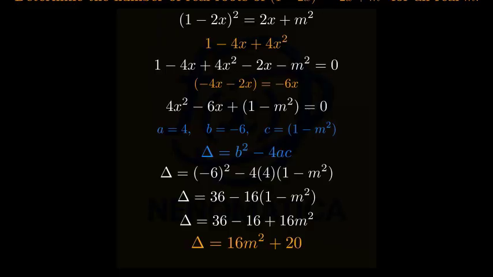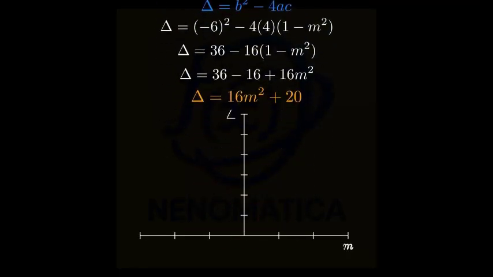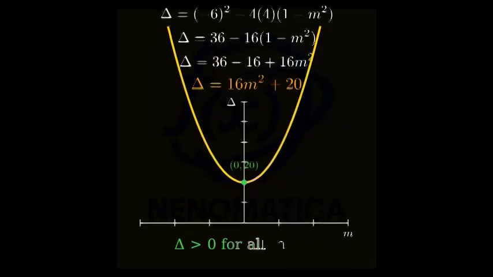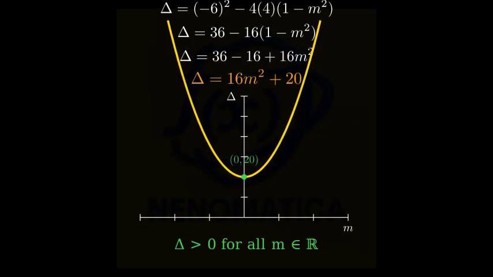Step 9. Visualize delta as a function of m to see why it is always positive. We plot delta of m equals 16m squared plus 20. This is a parabola opening upward with its minimum at m equals 0. At m equals 0, delta equals 20, which is strictly positive. Therefore, delta is greater than 0 for all real m.